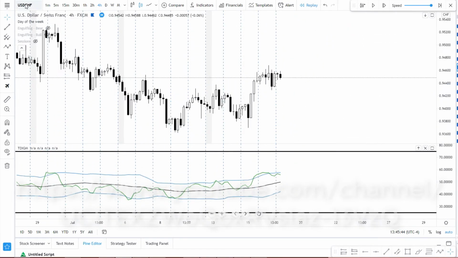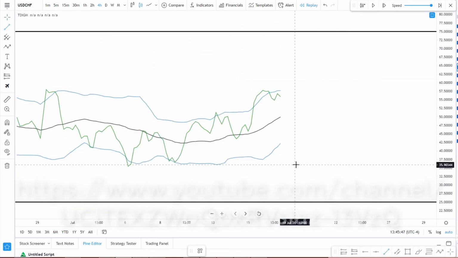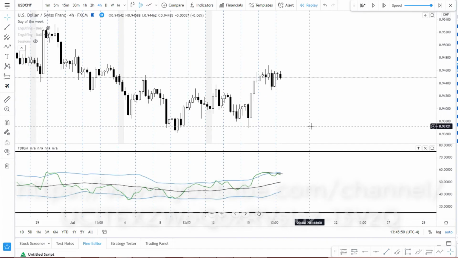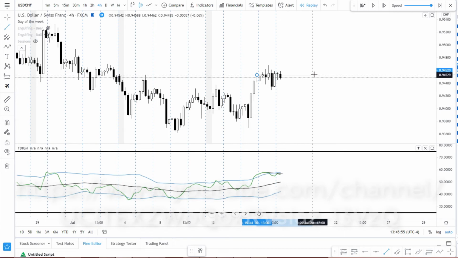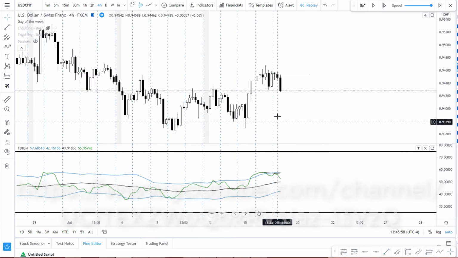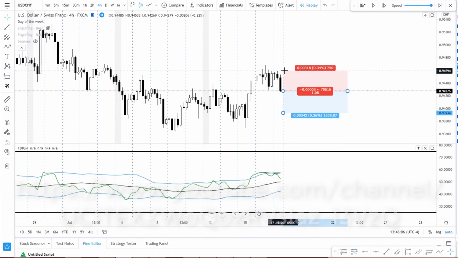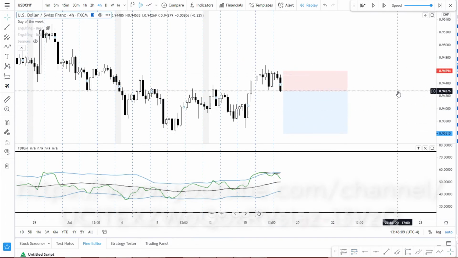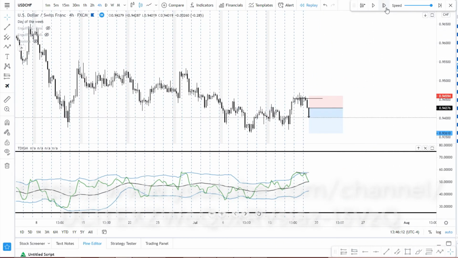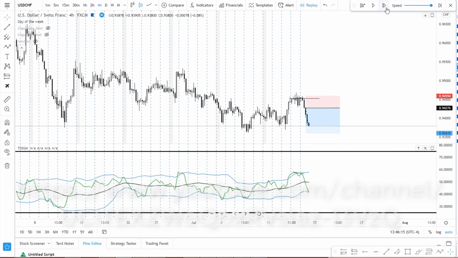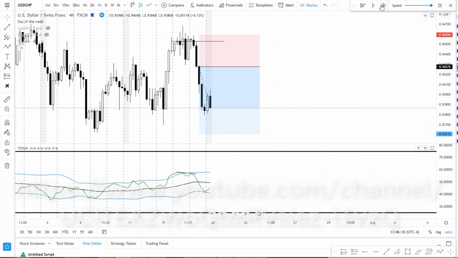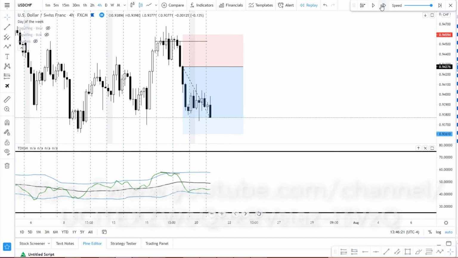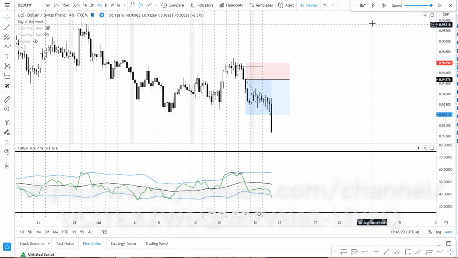USD CHF, different pair. But again, what do we have? We have the same setup. Divergence, however, the price is making higher highs. In this situation, it is again double top, but the indicator is showing us that the price wants to go down. So if we see this strong candle to the downside, then we can take this trade as well. And again, 1 to 2 risk to reward. So when we are 1 to 1, we put our stops to break even. And finally, 1 to 2 risk to reward was hit.